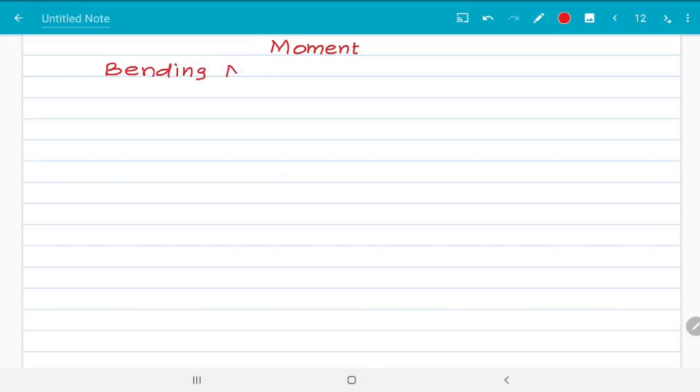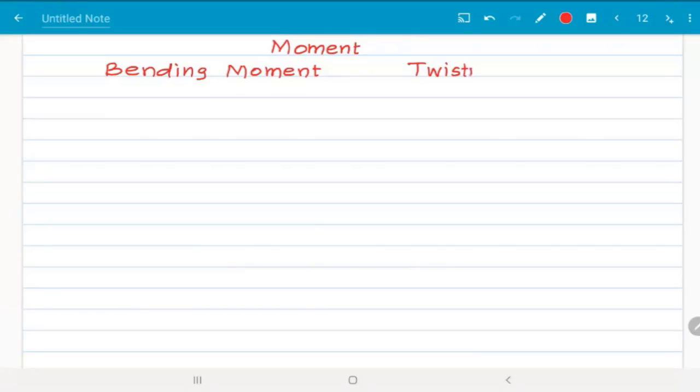Moment is a general name. There are two types of moments. One is bending moment. Another one is twisting moment. Bending moment, twisting moment.